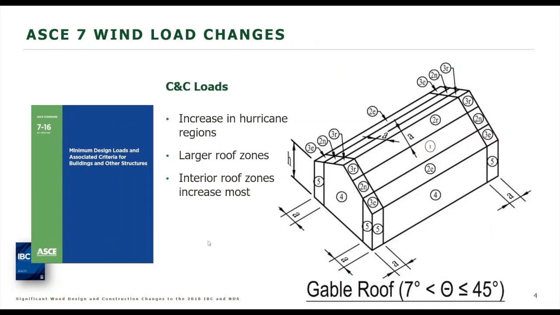So when we look at dealing with our wind demand on a roof, we've got uplift on the roof that we've got to design for. We have different zones on our roof. So here we have 1, 2R, 3, et cetera. And then there also is an overhang area that we design for. And we use our components and cladding loads to design that area.